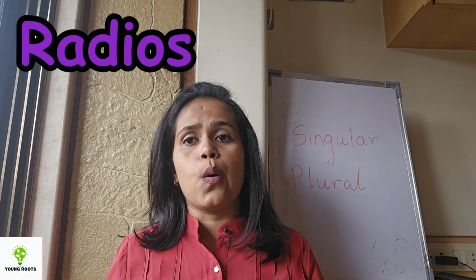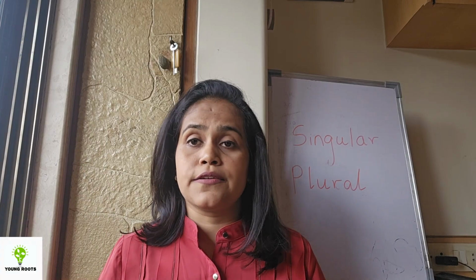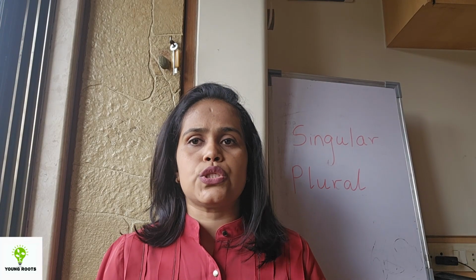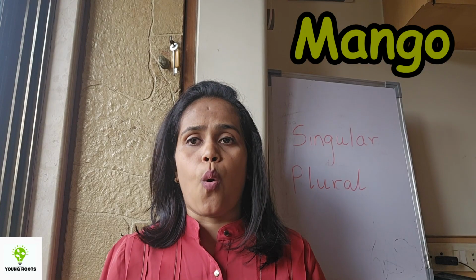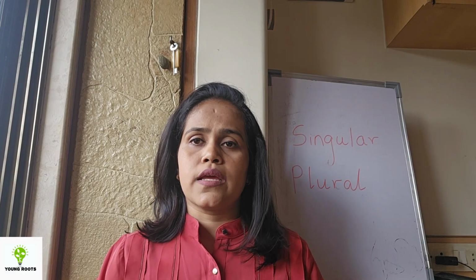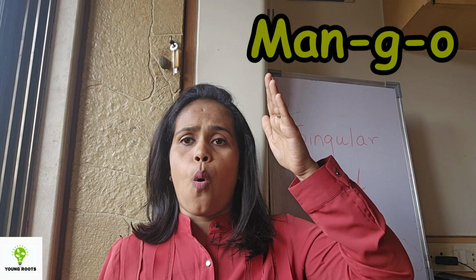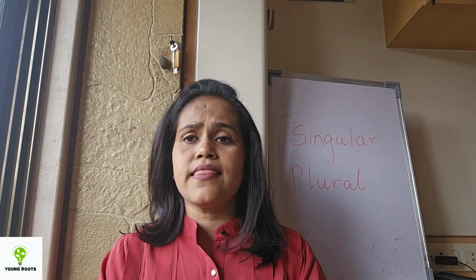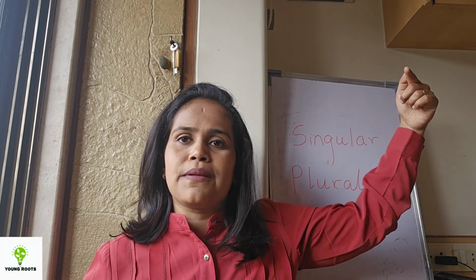R-A-D-I-O-S. Radios. Okay. But if it's not a vowel before the O, it's a consonant. For example, mango. M-A-N-G-O. Mango. It's a consonant. G. So you add ES to make it plural. Mangoes. Okay. So these are the examples for the words which have a vowel and then O. So you have to just simply add an S.